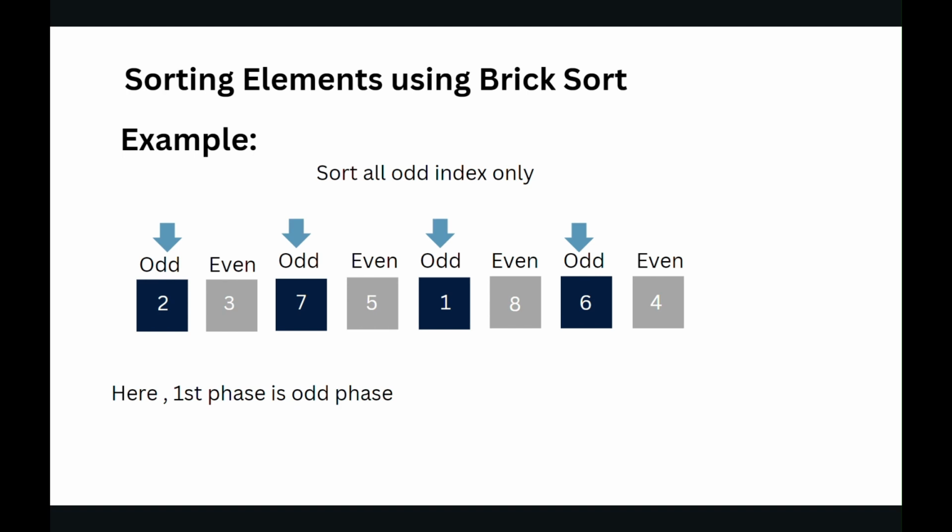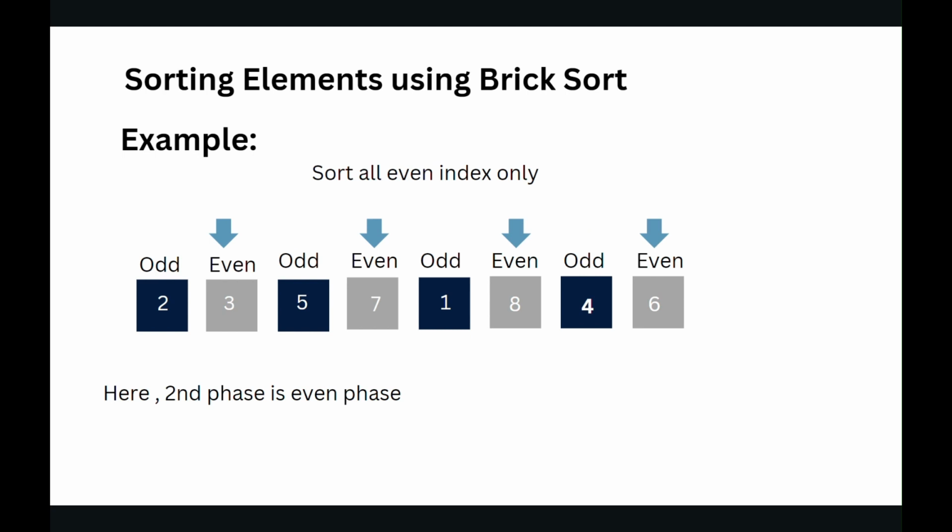Now let's move into the first phase sorting. The first odd index value is 2 and its successor element is 3. As 2 is less than 3, no swapping is required. Next odd index is 7 and its successor element is 5. As 7 is greater than 5, swapping should be done. Next odd index value is 1 and its successor element is 8. As 1 is less than 8, swapping is not required. Next odd index value is 6 and its successor element is 4. As 6 is greater than 4, swapping should be done. Till now, first phase of odd index sorting is completed.